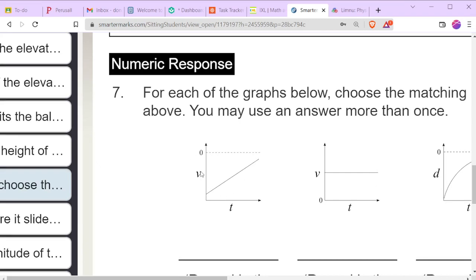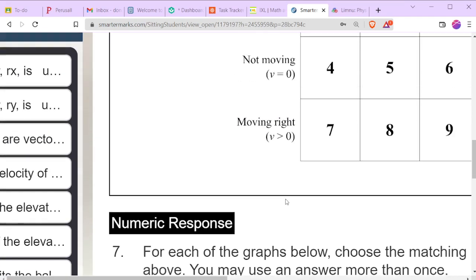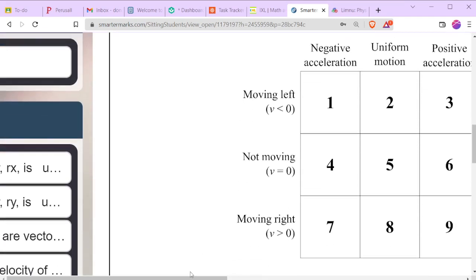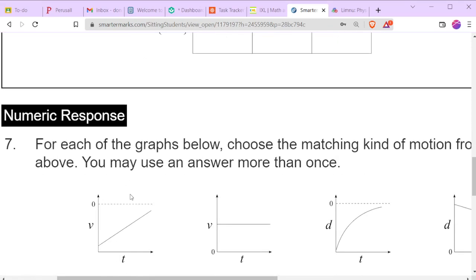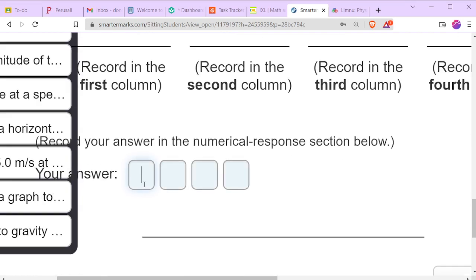So this is the velocity versus time. The straight line means we have a constant acceleration, and the velocity is entirely negative because it's below 0. So our slope is positive, which means we have a positive acceleration, so it puts us in the right-hand column. It's moving left because our velocity is negative. That puts us in the top row. So we're in space 3 for our first graph.